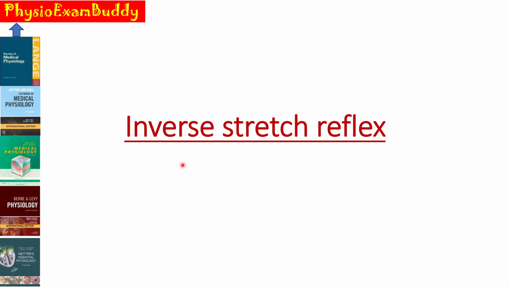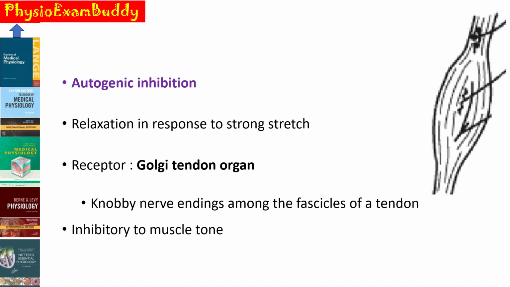This video is on the inverse stretch reflex. The synonym for inverse stretch reflex is autogenic inhibition. It is just the relaxation in response to a strong stretch. That is, the harder a muscle is stretched, the stronger the reflex reaction will be. But when the tension becomes great enough, the contraction suddenly ceases and the muscle relaxes. That is, relaxation occurs in response to a strong stretch in the case of skeletal muscle. This reflex is known as the inverse stretch reflex.